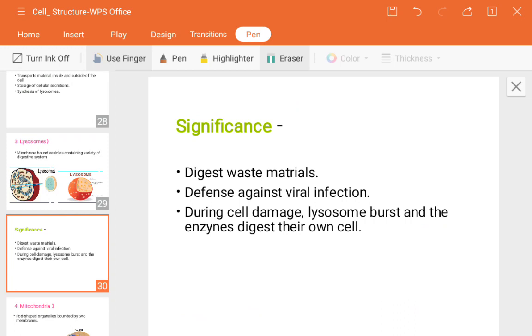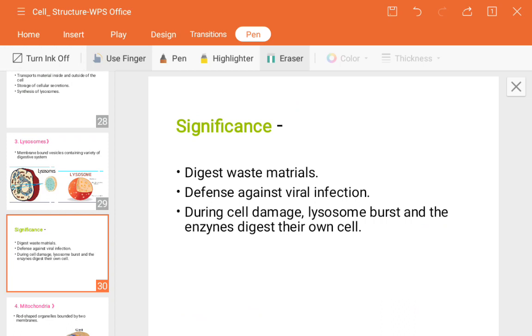In such a damage or accidental timing, they digest themselves. So that's why it is also called suicidal bags. Suicidal bags. Why is it called a bag? Because it is a hollow structure. Inside it consists of enzymatic secretions, digestive enzymes. The digestive enzyme of the lysosome is also called a hydrolytic enzyme. What is it called? Hydrolytic enzyme.